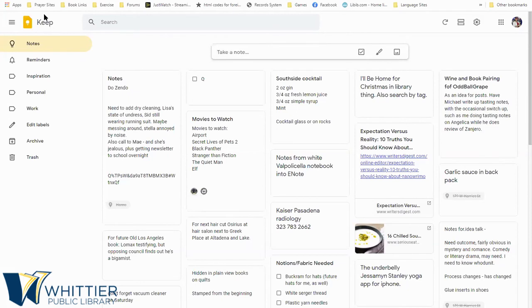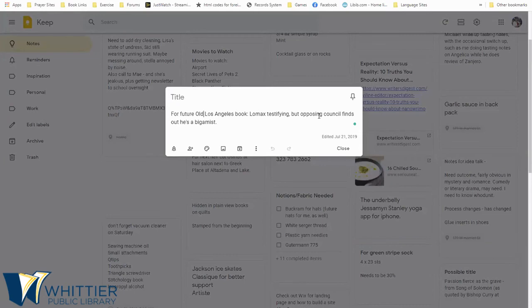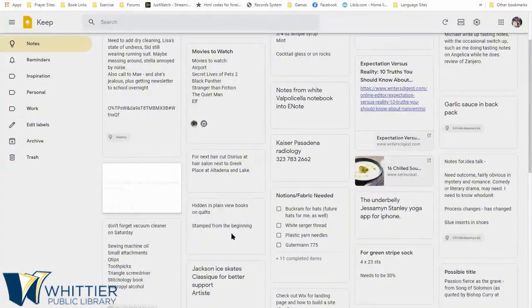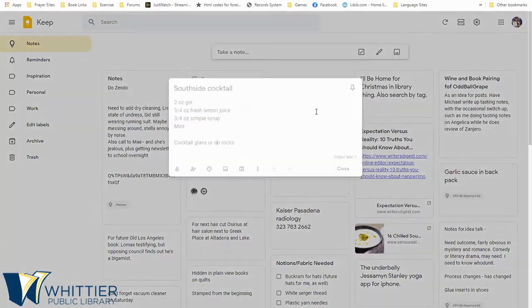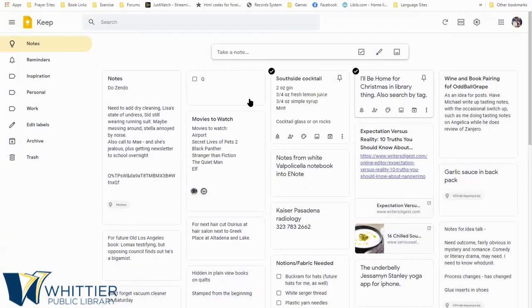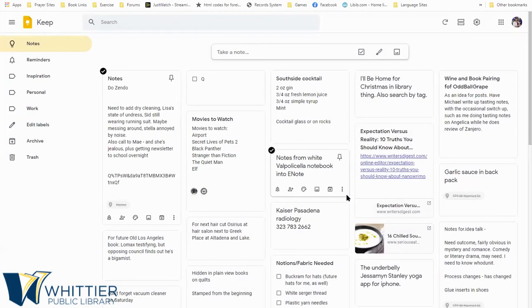They're basically like little notes. And so if I'm walking around and, oh yeah, there's something I want to do with a future Old Los Angeles book, Lomax testifying, you know, and that. So if I'm walking around, I'll write these little notes and just put them in here. And they go in with everything else I'm doing, like a Southside cocktail or, you know, something. Okay. And here you go. Do Zendo, some other things I need to do. So Keep is very, very useful and very, very easy to use.